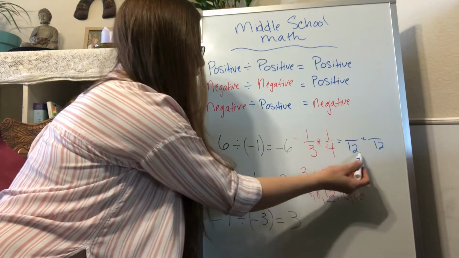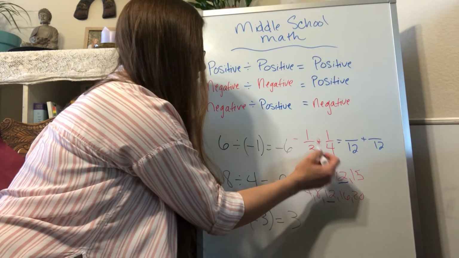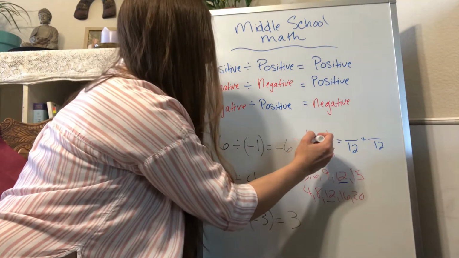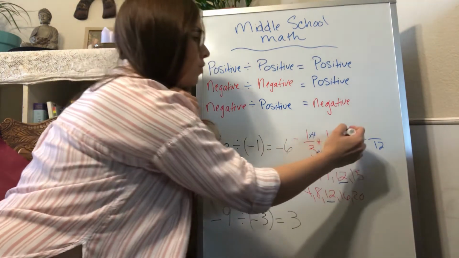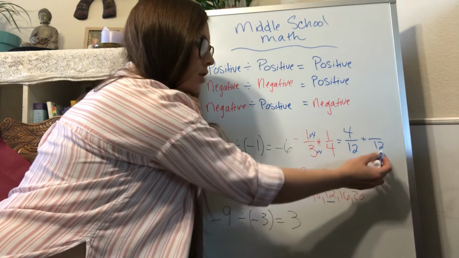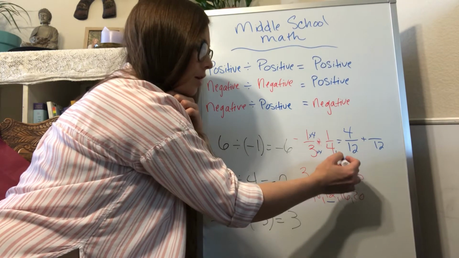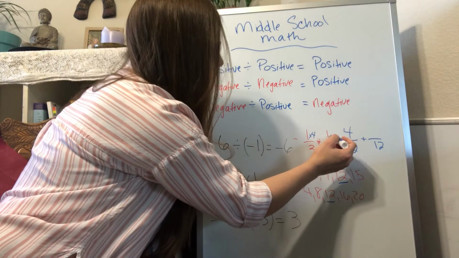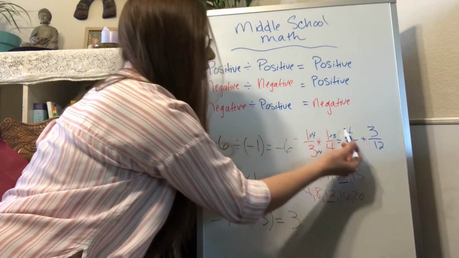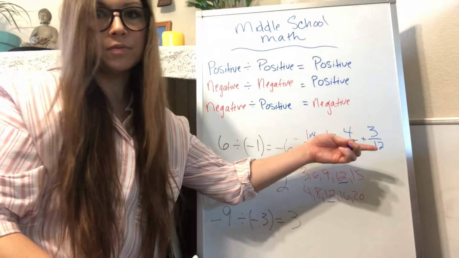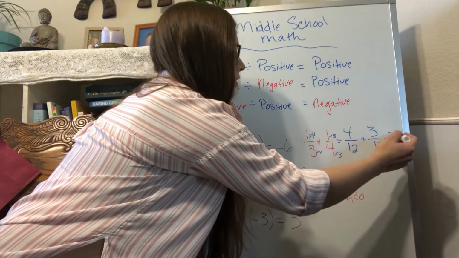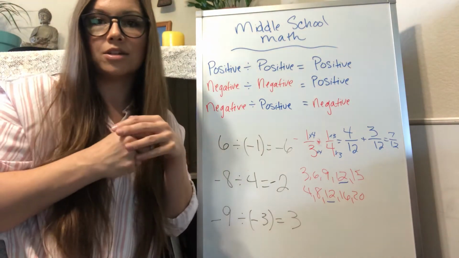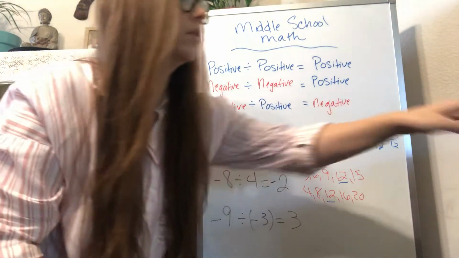So to get from 3 to 12, I multiplied it by 4. So if I multiplied the bottom by 4, I have to multiply the top by 4. Okay, so 1 times 4 is 4. To get from 4 to 12, I multiply it by 3. Whatever I do to the bottom, I have to do to the top, right? So 1 times 3 is 3. So now I have 4 twelfths plus 3 twelfths. Okay? So 7 twelfths. So that's a little refresher on finding like denominators, common denominators, okay?